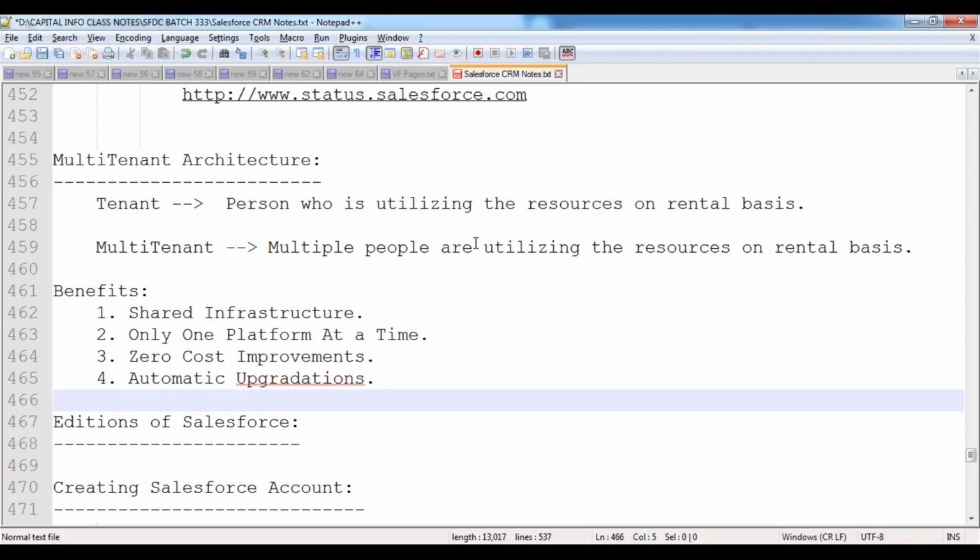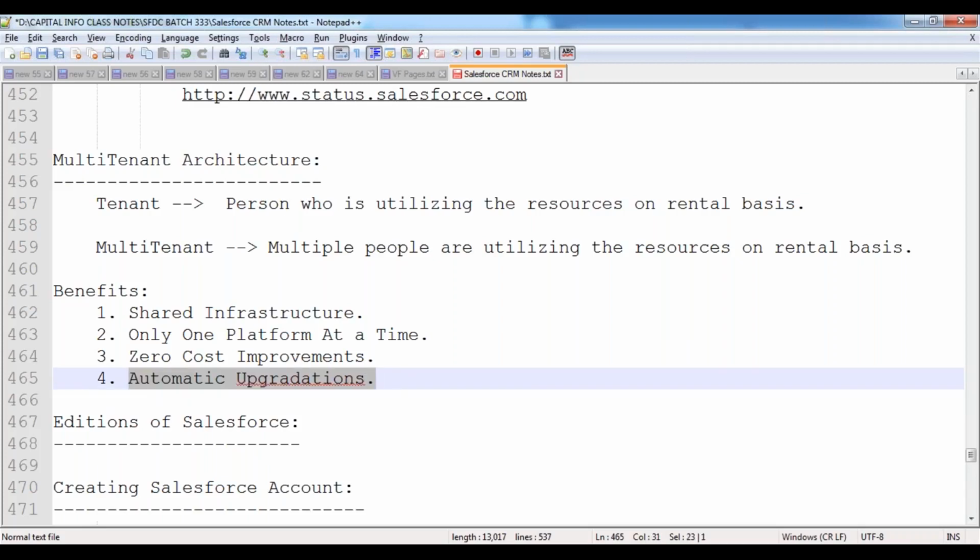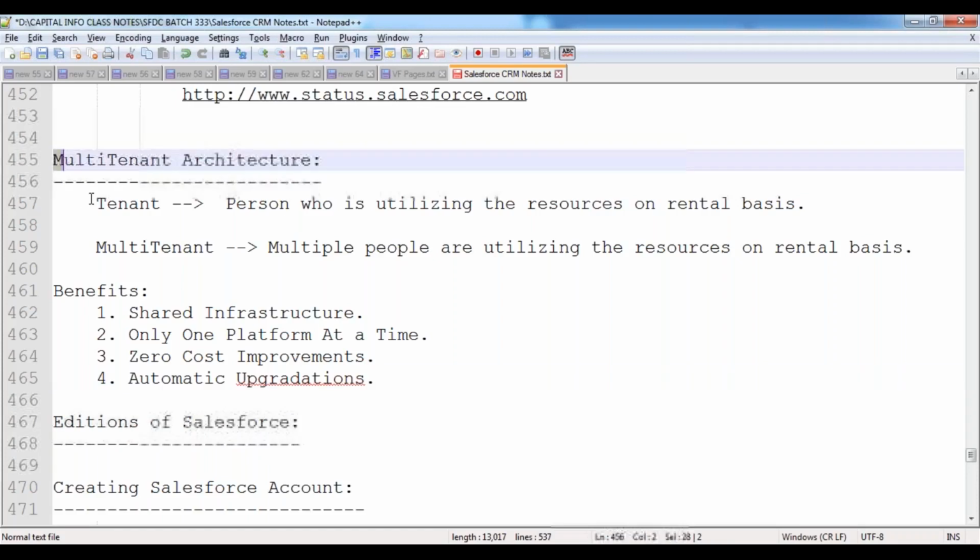Salesforce is not charging even one additional rupee. They're not charging even a single rupee to provide the latest features. Those are available free of cost. And two, those new features are going to be upgraded into your account automatically by default. So in this case, whenever we are using this Salesforce account, the account will automatically get upgraded whenever Salesforce gives new releases. These are the 4 benefits of multi-tenant architecture.